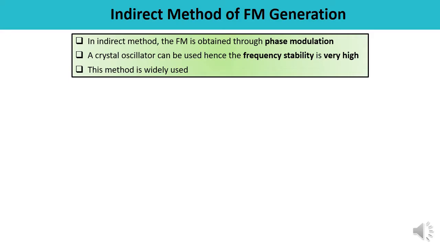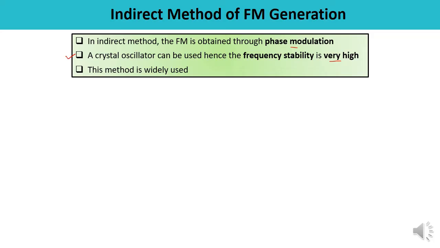First, let us understand what the indirect method of FM generation is. In the indirect method of FM generation, the FM is obtained through a phase modulation. In the previous videos I discussed the direct method of FM generation and its limitations. One is that it is not very easy to get high-order stability in carrier frequency. In the indirect method, frequency stability can be increased, and it is very high because a crystal oscillator is being used.